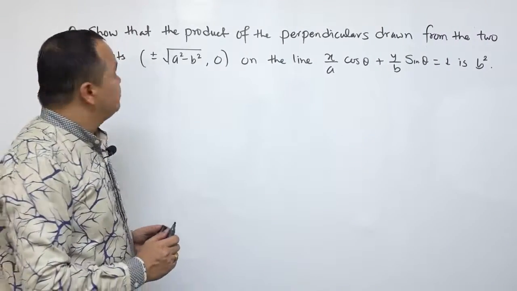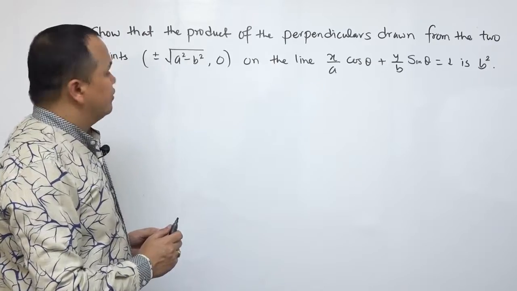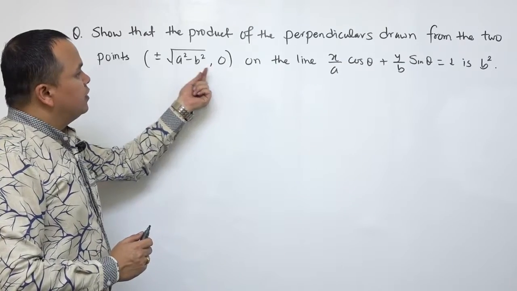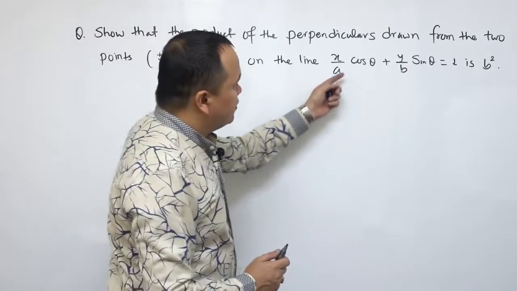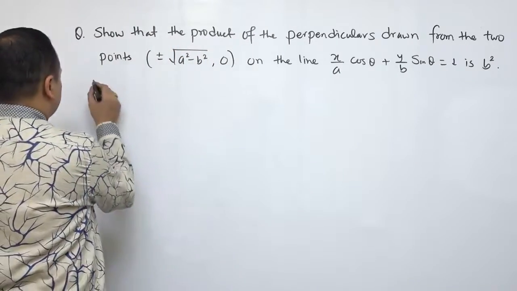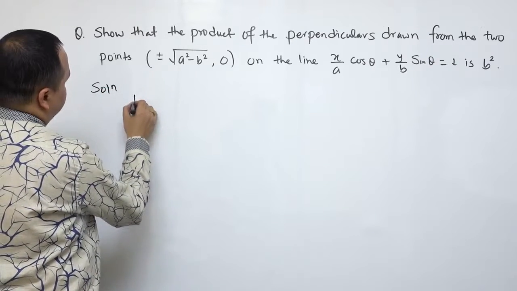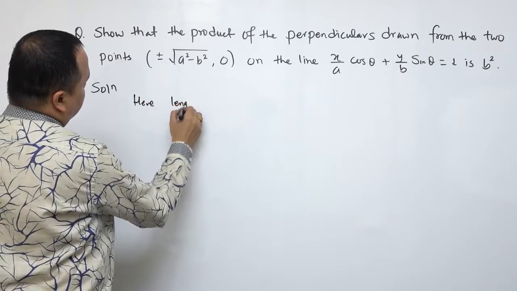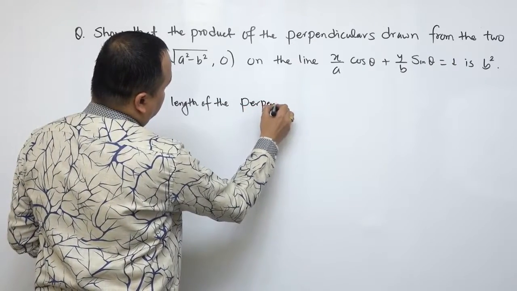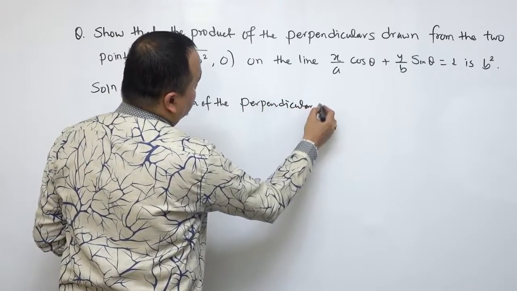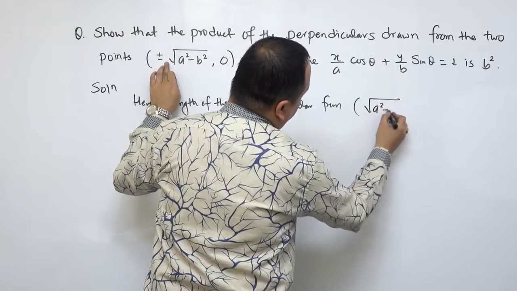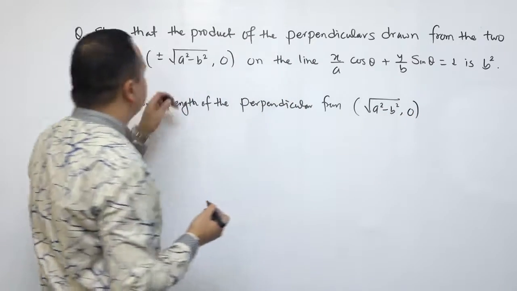We take another example. Show that the product of the perpendiculars drawn from the two points plus minus root over a square minus b square, 0 on the line x by a cos theta plus y by b sin theta is equal to 1 is b square. So the solution, here the length of the perpendicular from root over a square minus b square, 0.